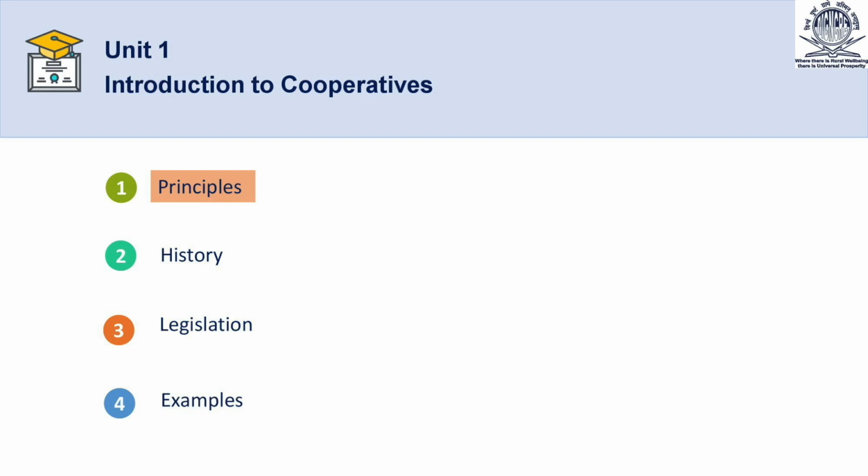Course 405, Cooperatives and Collective Action, Unit 1, Introduction to Cooperatives. Unit 1 will be divided into 4 lessons. Lesson 1 on principles, Lesson 2 on the history of cooperatives in India, Lesson 3 on legislation that mandates cooperatives, and 4th, some successful examples of major cooperatives in India.